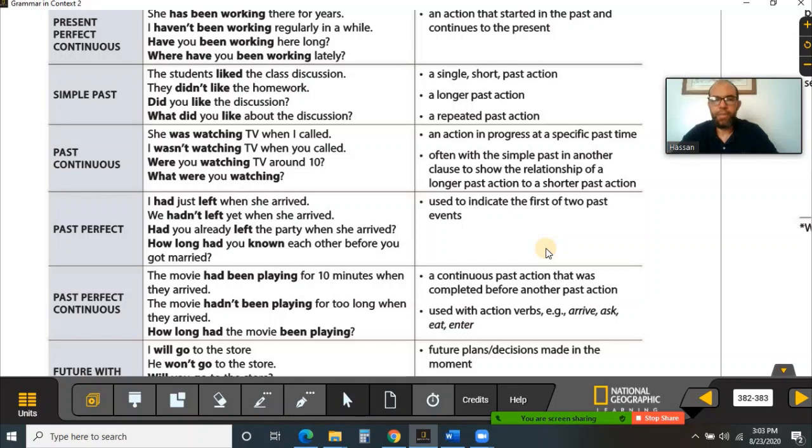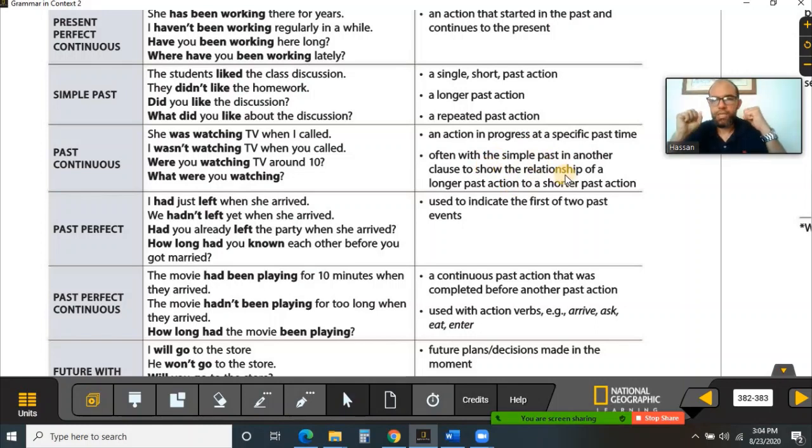We use the past continuous to talk about an action in progress at a specific past time. He was watching TV when I called. Now, also often with the simple past in another clause to show the relationship of a longer past action to a short past action. And this is the main usage actually of the past progressive.